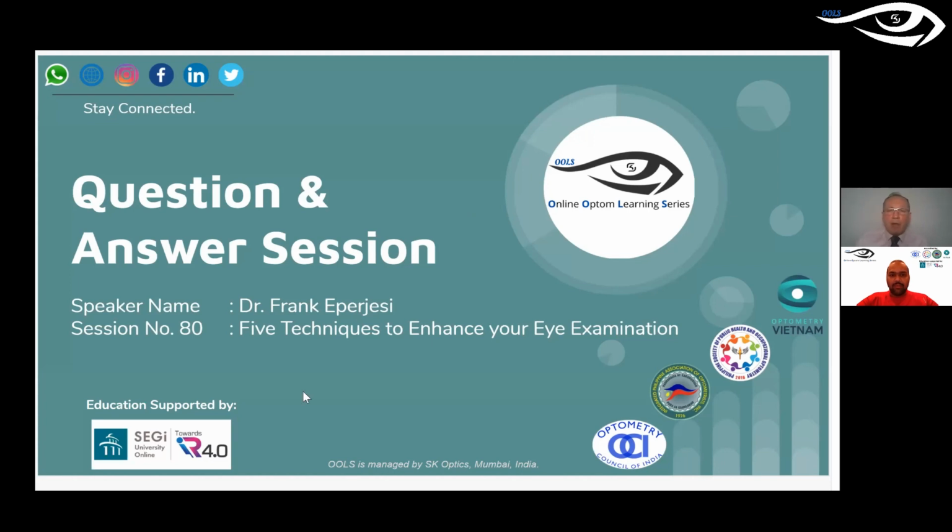I myself use a Heine. It's a German brand, H-E-I-N-E, a Heine Beta 200 ophthalmoscope. It's German build quality. I've had it for a long time.